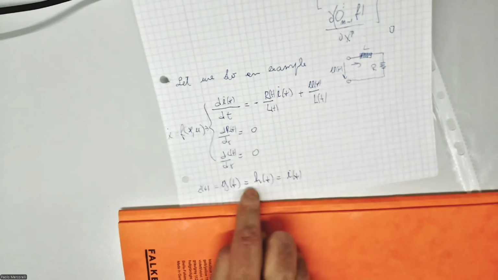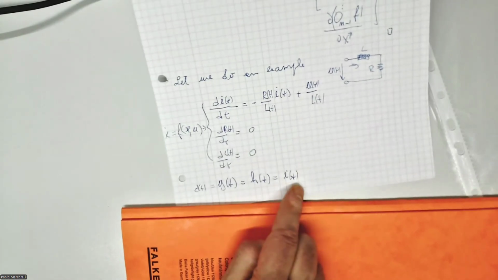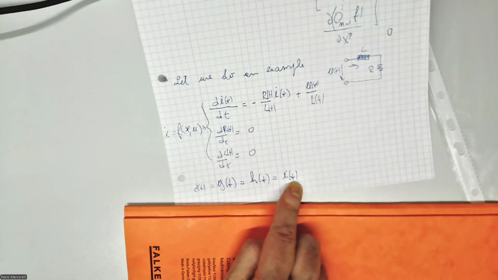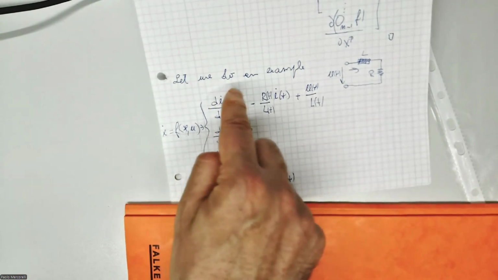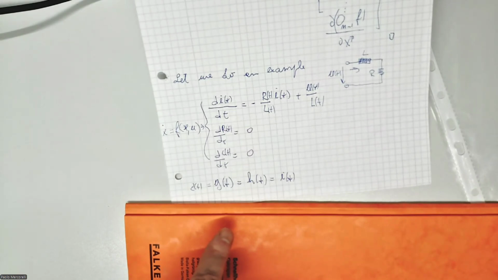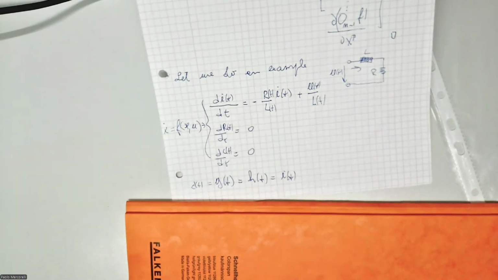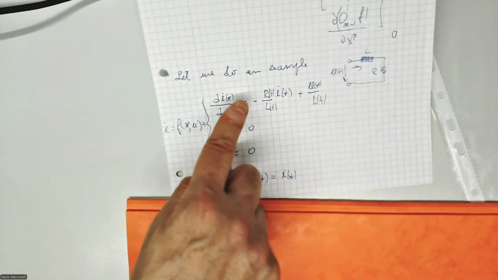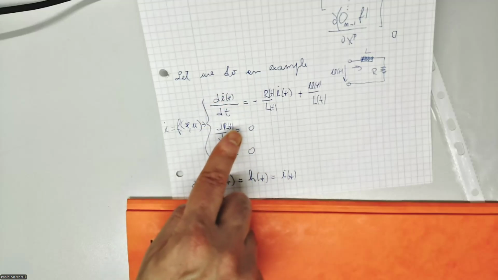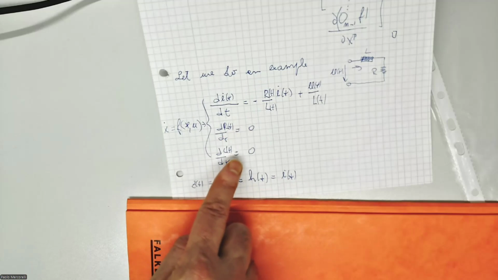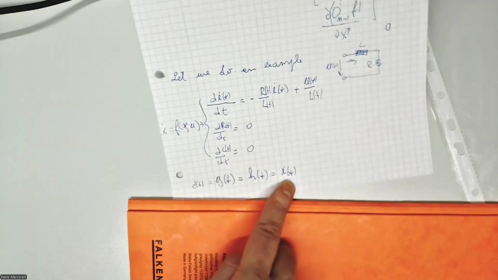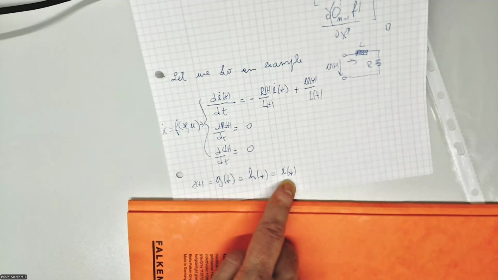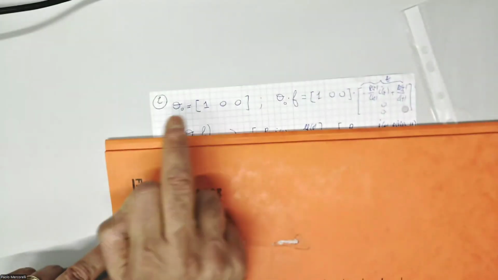This means the Jacobian of this H with respect to the state vector x, where the state vector is characterized by current, resistance, and L, is 1, 0, 0, because the derivative of the current with respect to the current is 1, the derivative of the current with respect to R is 0, and the derivative of the current with respect to L is 0. Therefore, this is the vector, the gradient O0.